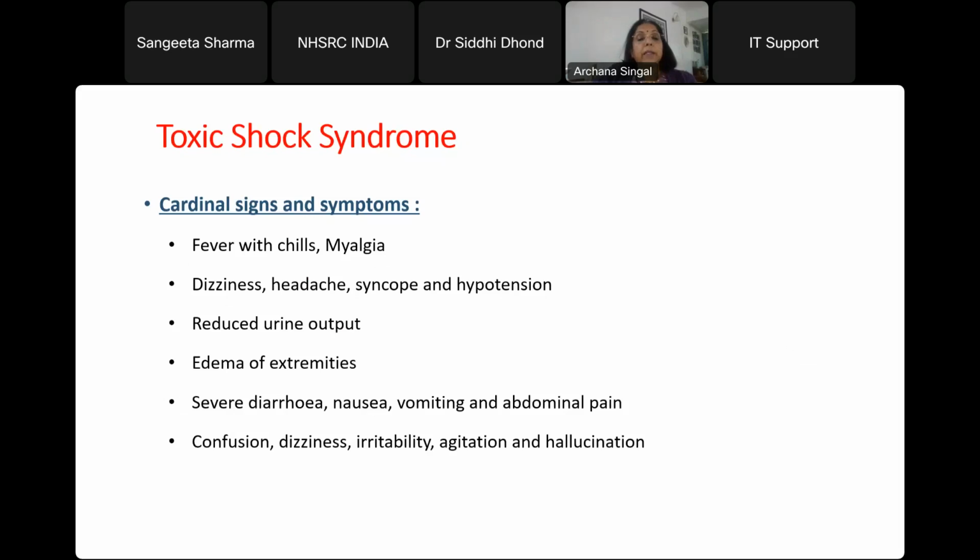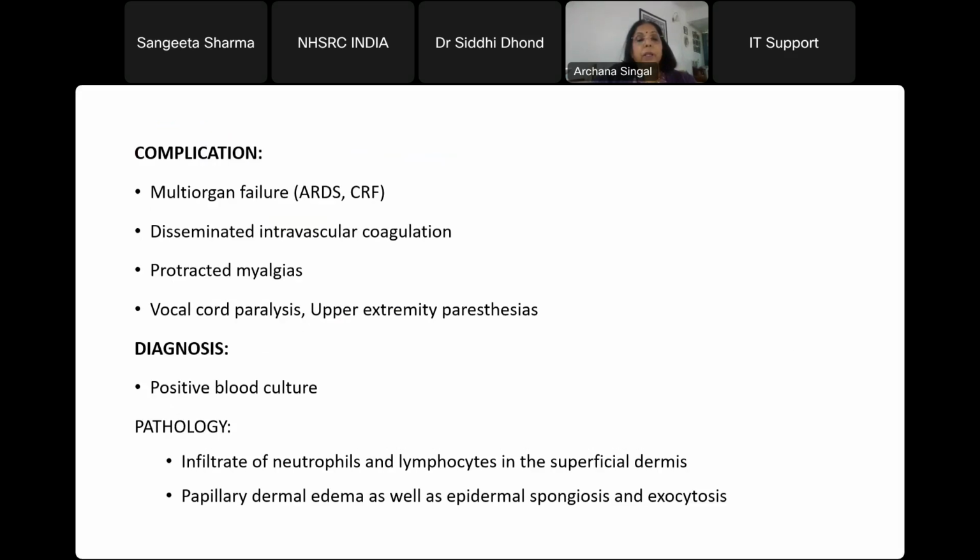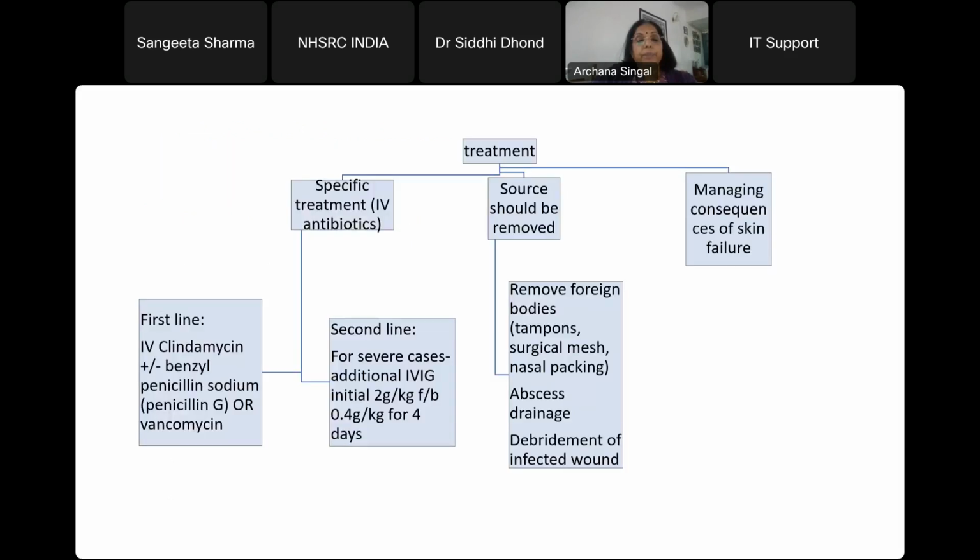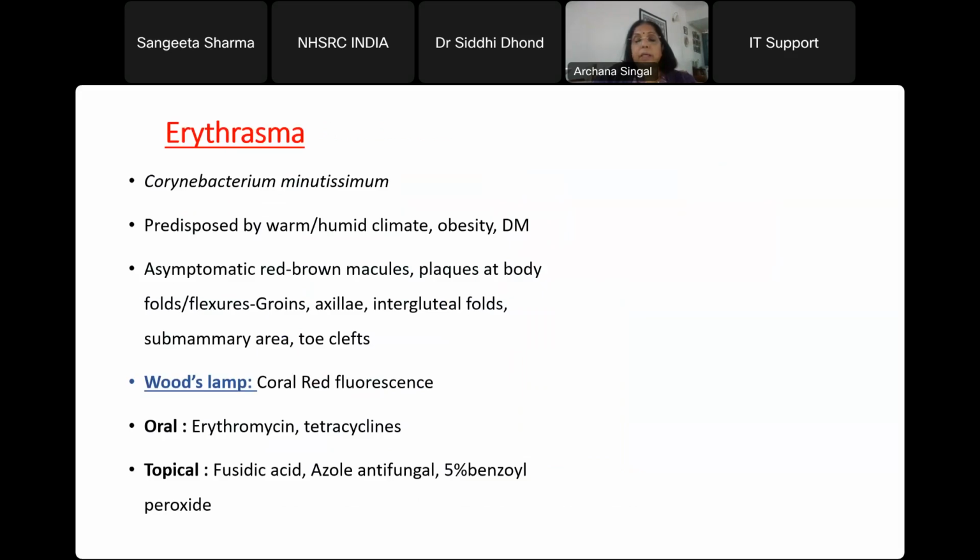So there are cardinal signs and symptoms of septicemia. Okay, and multi-system failure can occur. So patients generally don't land in OPD, they land in emergency. Next. Next. So again, the treatment, if patient comes to you, is IV, and these patients are to be referred. Next.